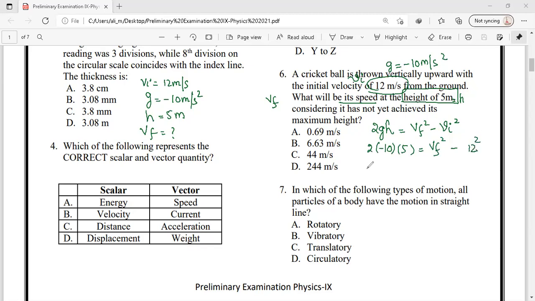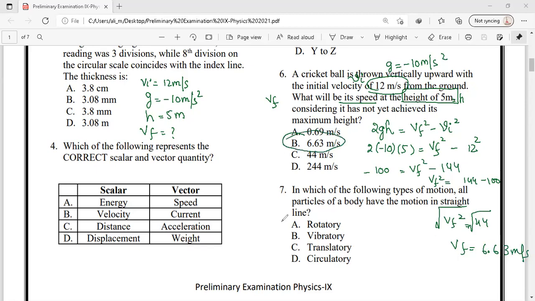So this would become minus 2 into 10, that is 20, and 20 into 5 is 100, equals to Vf square minus 12 square, which is 144. So Vf square would become 144 minus 100, and Vf square would be equal to 44. So by taking the square root of 44, the final velocity will become 6.63 meters per second. So the correct answer is option B.